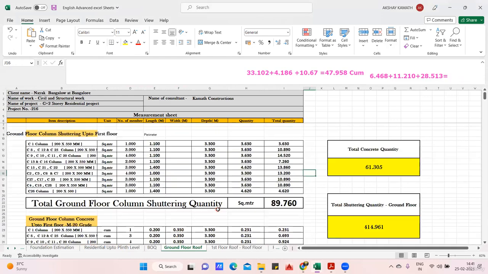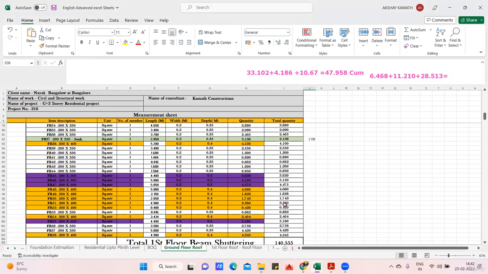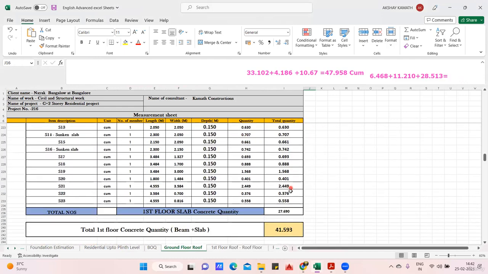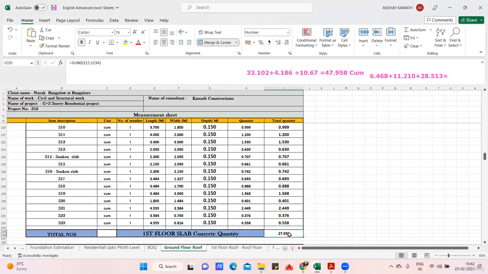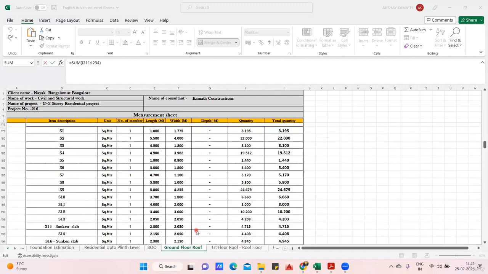Let me check it. 5.8. Then beam is 13. And slab is 27. Okay, I think I made one mistake. This is not the answer. Wait, I'll take this out. I'll do a new one. Okay, see here. Now I want it for the first floor.